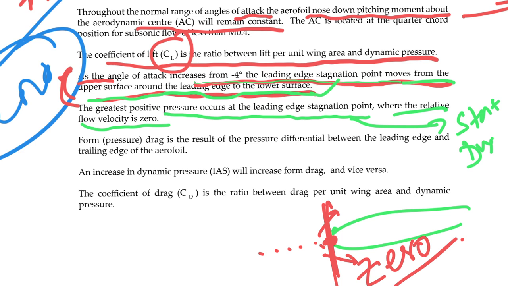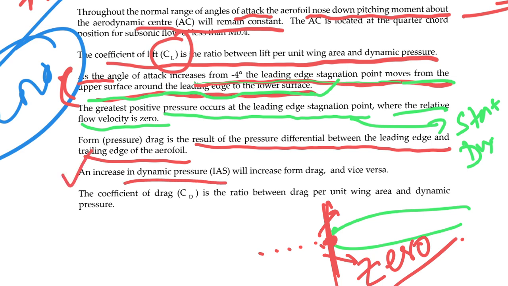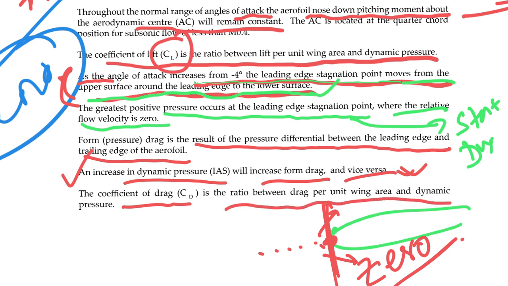Okay, so pressure drag is the resultant of the pressure differential between the leading edge and the trailing edge of the aerofoil. An increase in dynamic pressure will increase the drag and vice versa. Yes, we know, but we will discuss it in the chapter on drag. The coefficient of drag CD is the ratio between the drag per unit area. Okay, when we read the drag chapter, we will discuss it in detail.